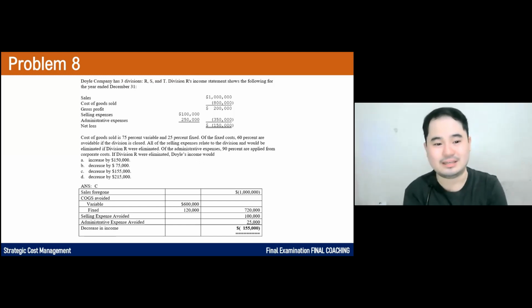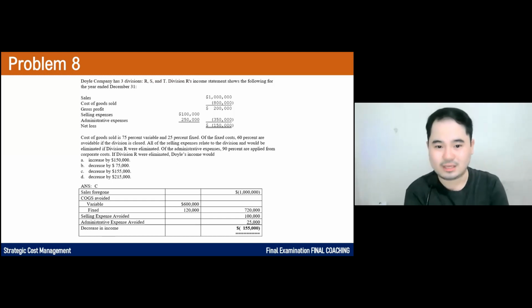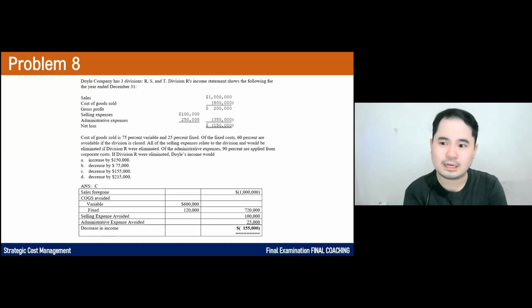Okay, so isa-isahin natin. Okay? Doyle Company has 3 divisions, so R, S, and T. Ito daw po si Division R, pinag-iisipang tanggalin kasi walang ambag, net loss, no? Sa unang tingin kasi talaga mga kapatid, kapag ang isang segment or division ay net loss na, una mong iisipin, tanggalin na kaya yan. Wala namang naambag kasi net loss eh.